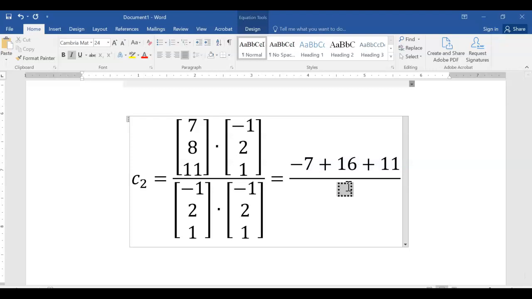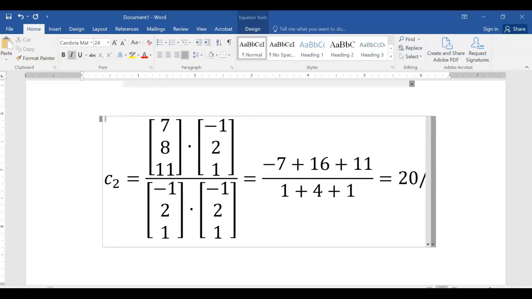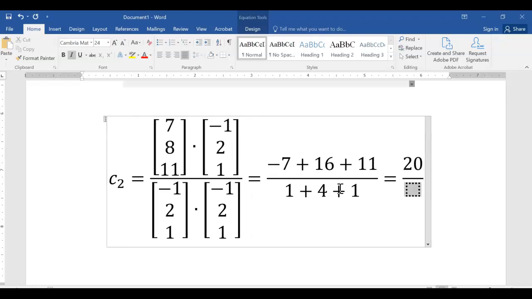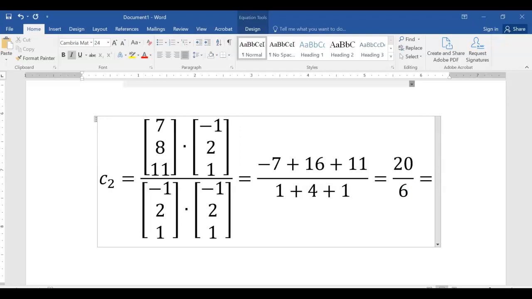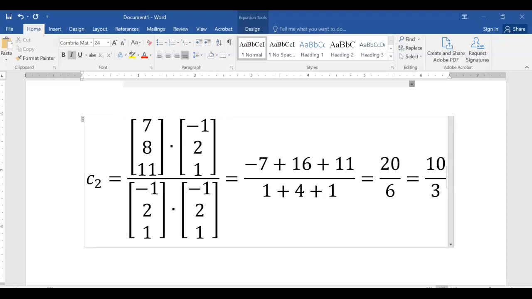With the denominator here, negative 1 times negative 1 is 1, plus 2 times 2 is 4, plus 1. So what we're getting, negative 7 plus 16 plus 11, means that there is a 20 in the numerator. And in the denominator, we're getting a 6. Okay, so 20 over 6. That one does simplify a little bit. If you wanted to simplify it to 10/3, you could do so.